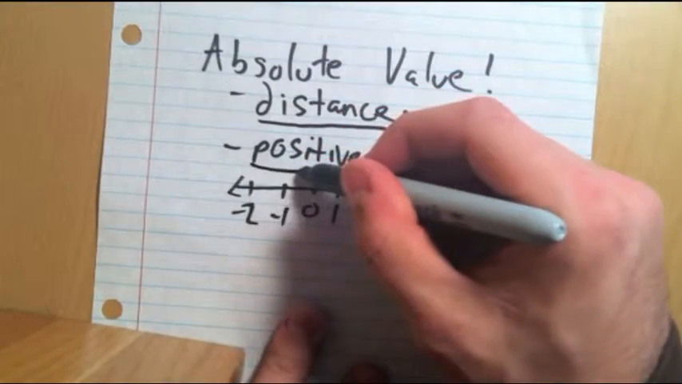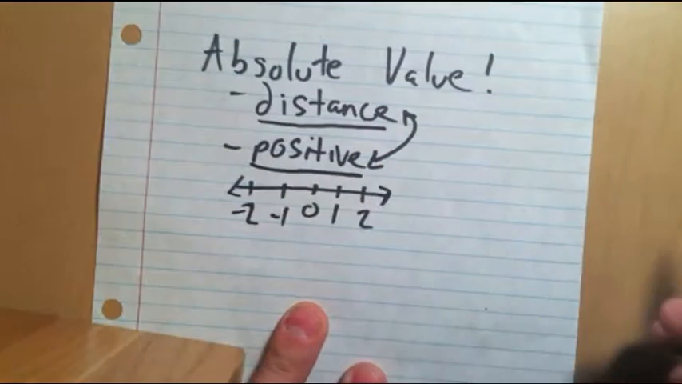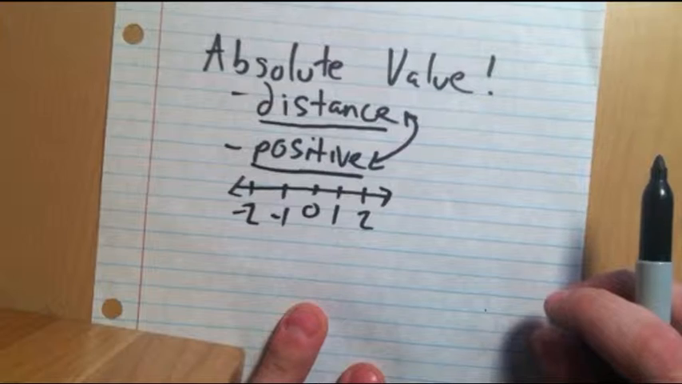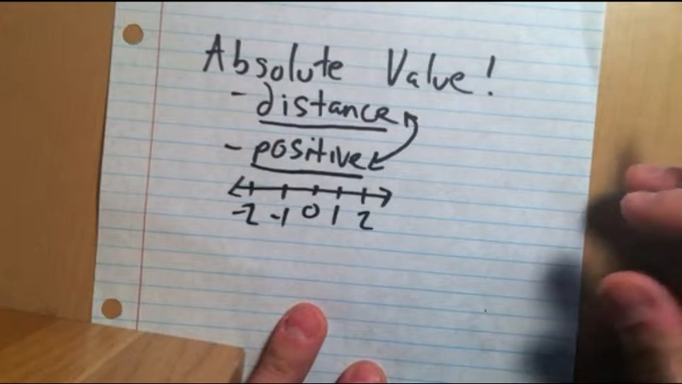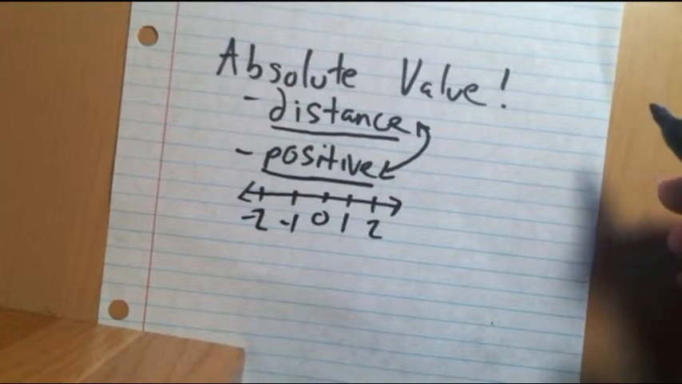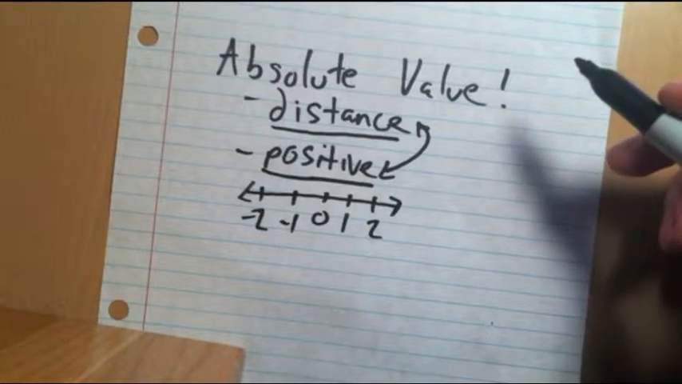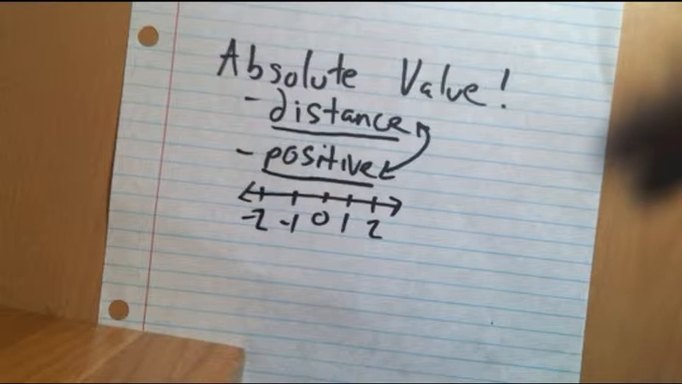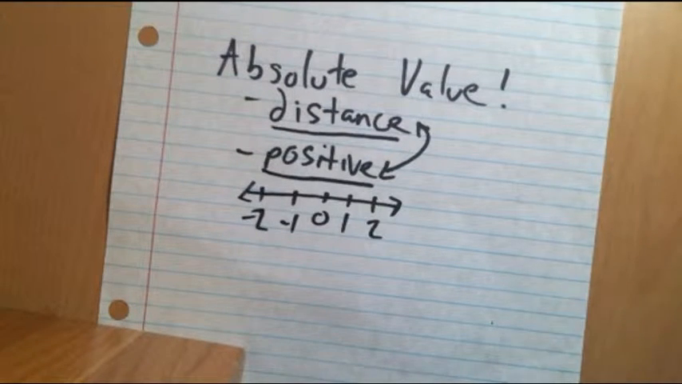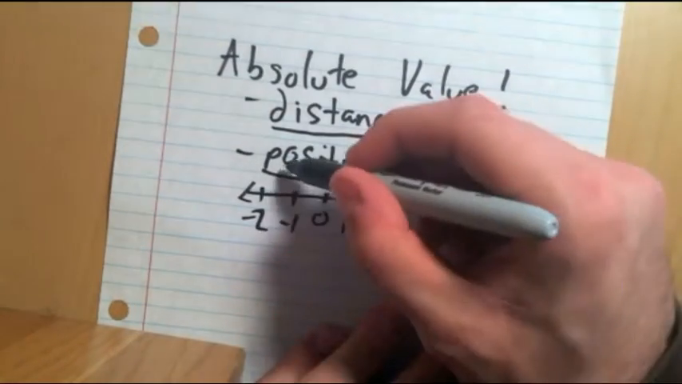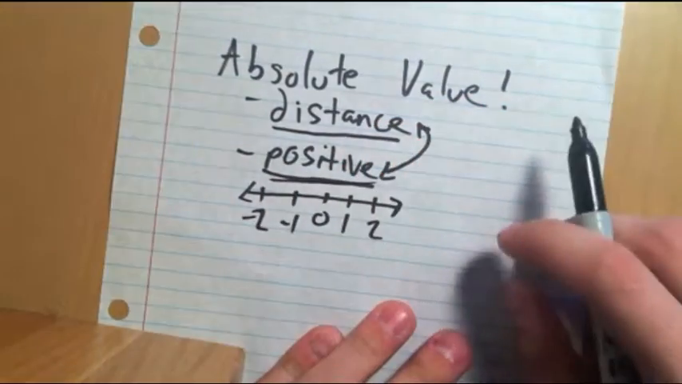So the first thing we need to remember is the absolute value is a measure of distance, and related to distance, the absolute value is always positive. Whenever you measure a distance, it's always positive. When you're thinking about the distance between two towns, you always say, well, it's 10 miles. You don't say it's negative 10 miles from here to the next town. Because distance measurements are always positive, and that's the same with absolute value.